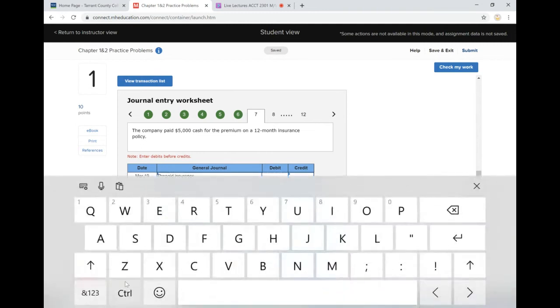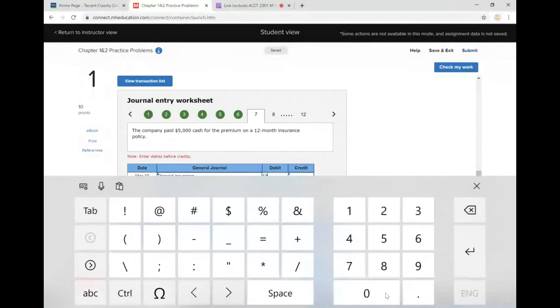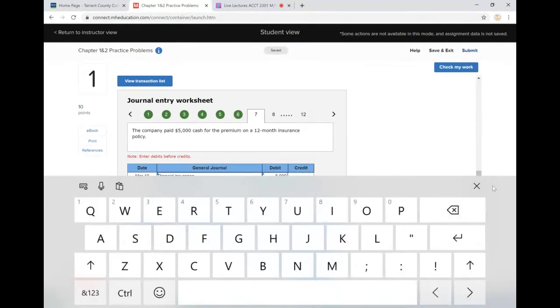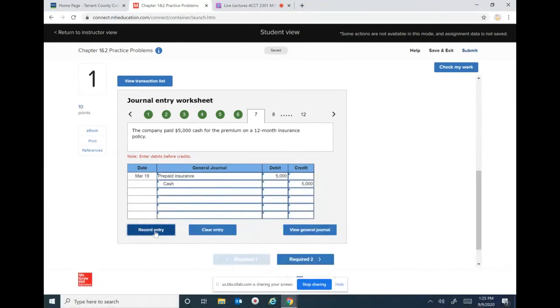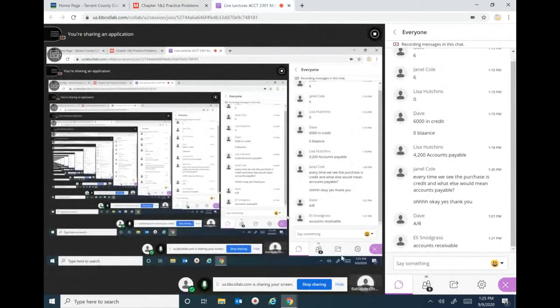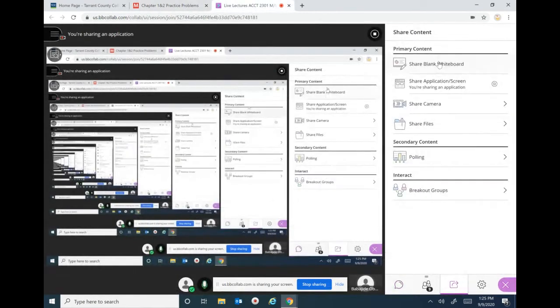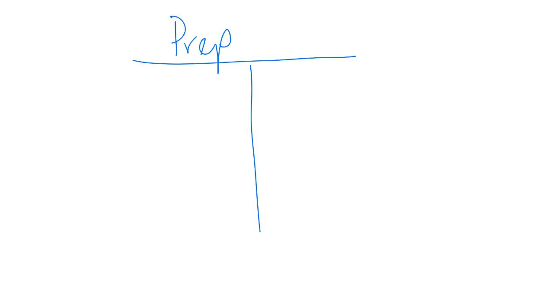I'm going to ask you a similar question like I did a few minutes ago, but let me record the entry first. So prepaid insurance in transaction 7 is $5,000. I always like to analyze. I'm going to go ahead and share my whiteboard with you again. I always like to analyze things in a T account. So here is my T account for prepaid insurance.